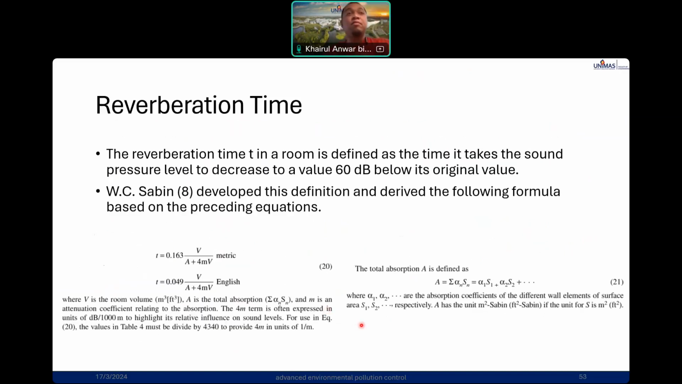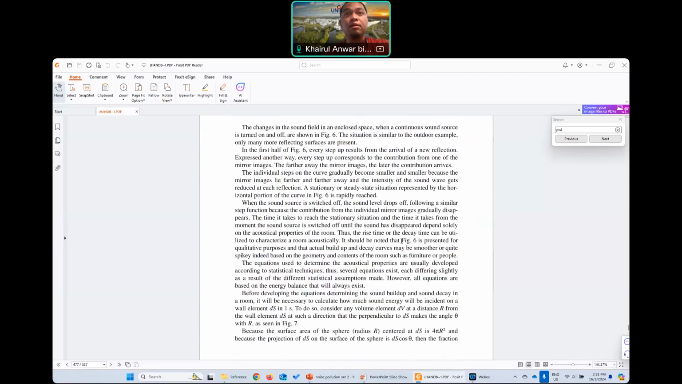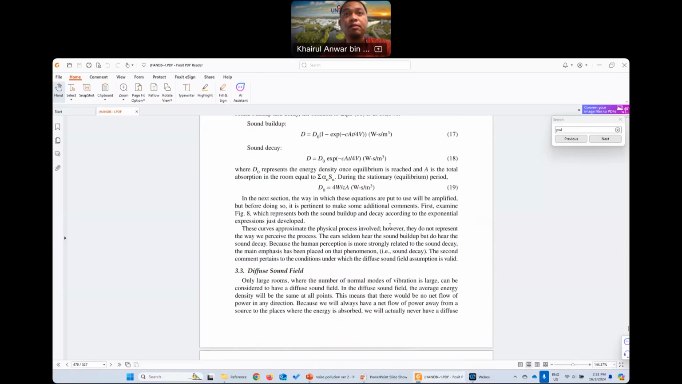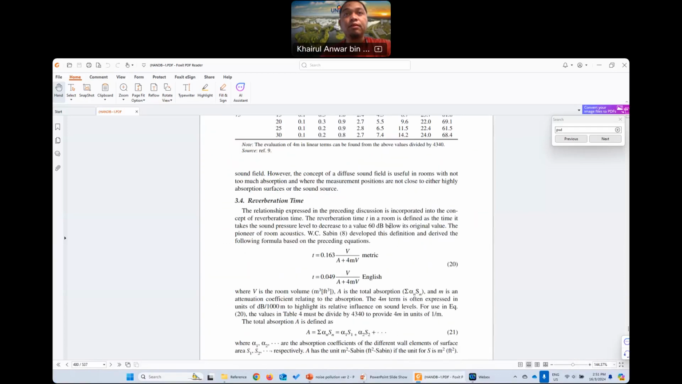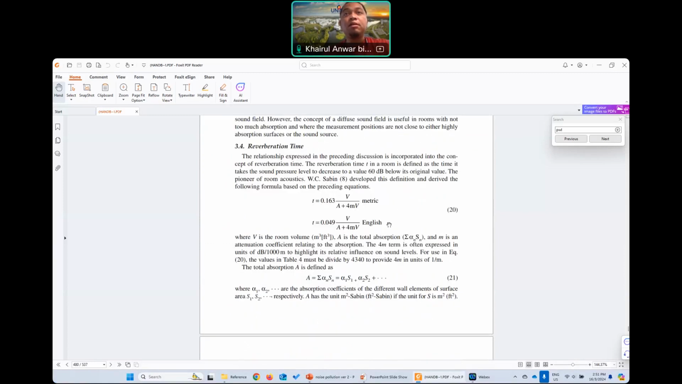Then there's a concept of reverberation time. Now we know that sound decays with the equation. Reverberation time, page 468. What is reverberation time? Time T in a room is defined as the time it takes the sound pressure level, SPL, to decrease to a value 60 dB below its original value.